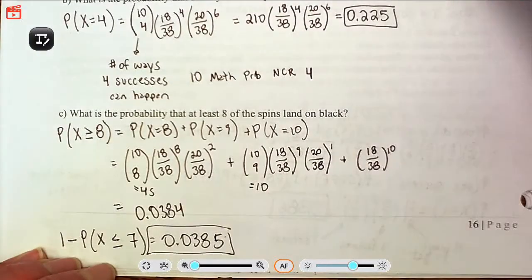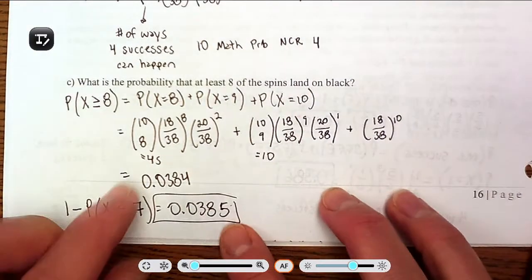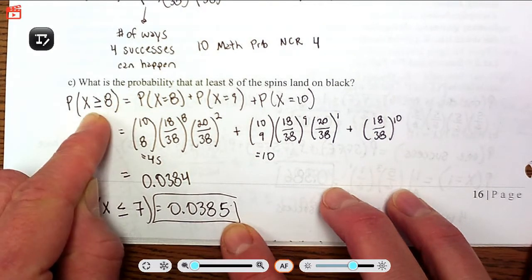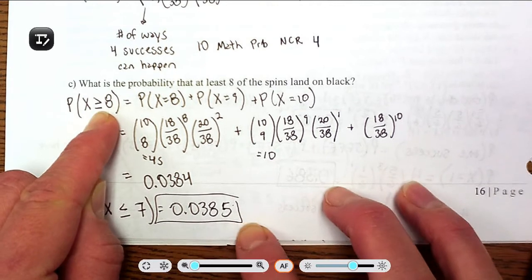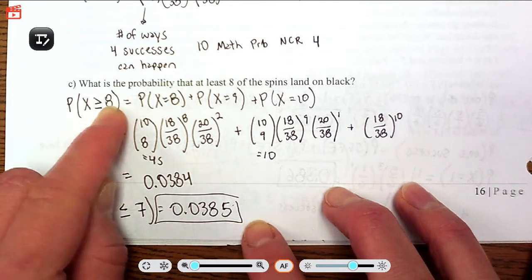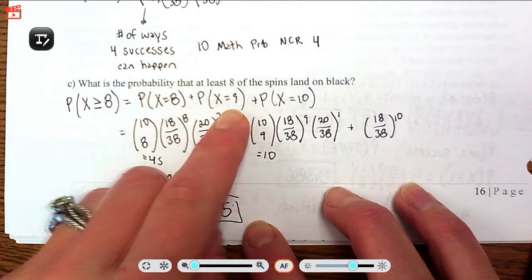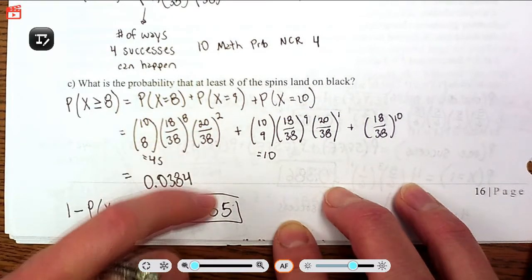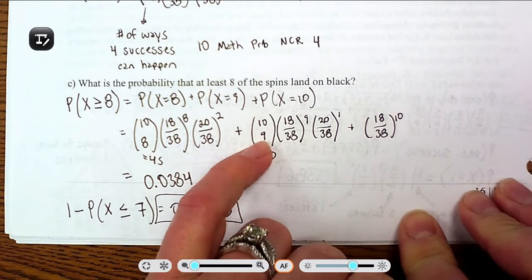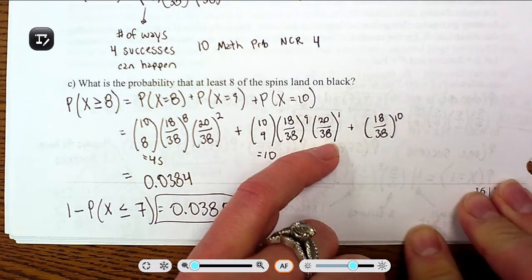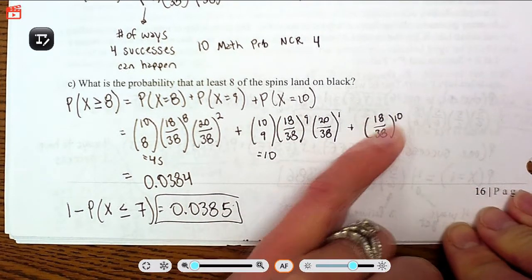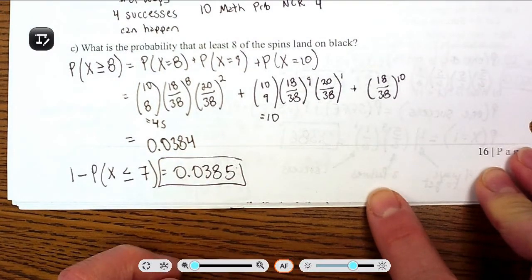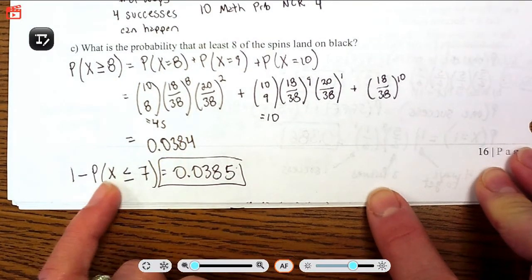What is the probability that at least 8 of the spins land on black? So the probability that x is greater than or equal to 8. Now the underline matters because we have a discrete variable here. So the probability that x equals 8, 9, and 10. So 10 choose 8 successes with 8 successes and 2 failures, 10 choose 9 with 9 successes and 1 failure, and all 10 successes. That is 0.0384. Or you can do the probability of 1 minus 7.